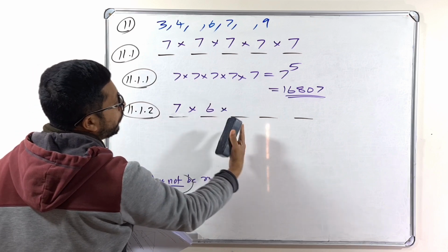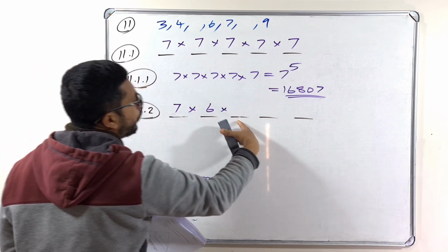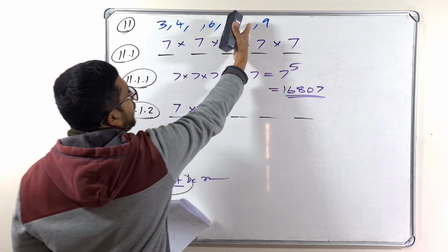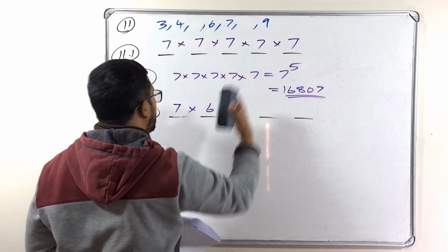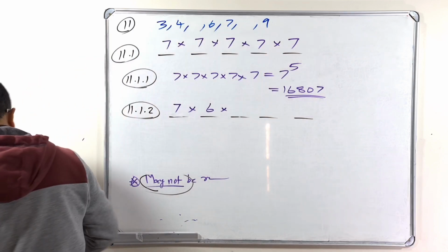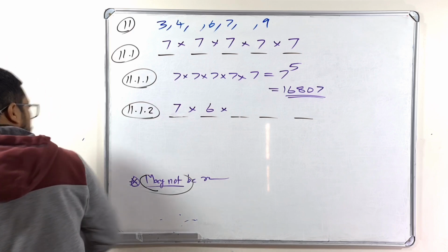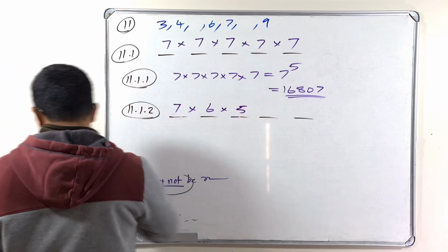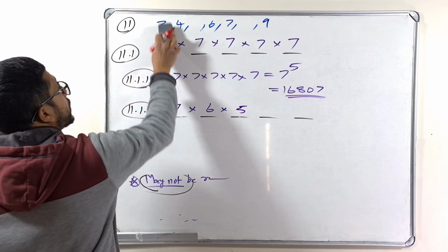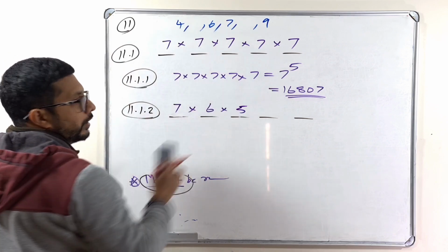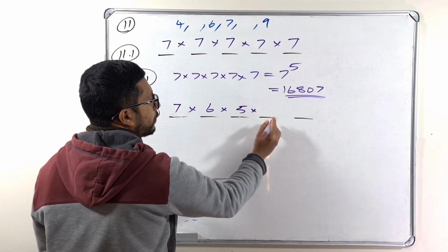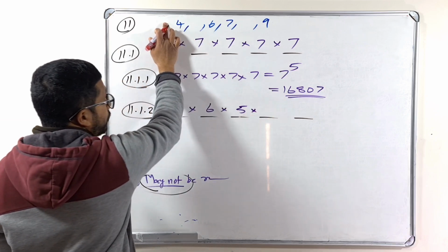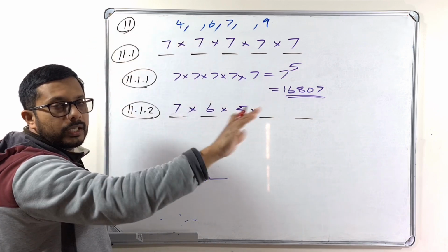Now for this position, how many options do I have? I took 8. So 1, 2, 3, 4, remaining 5 options. So here I have 5 options. Assume that I took 3 and wrote it here. So 3 is out now. I can't write 3 again.